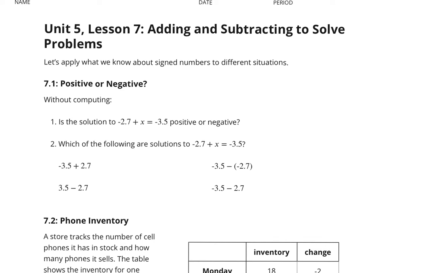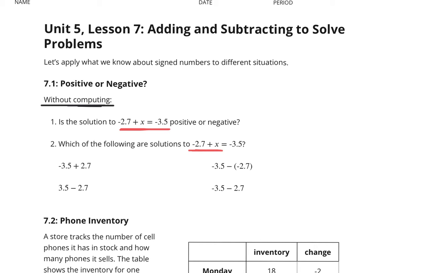All right, guys, we're going to talk about lesson 7 today. This should be the last time, Bravos, that we have to do a remote lesson online. 7.1 asks us, without computing, without doing the math here, is the solution to this positive or negative? How do you know? Try to figure that out. Which of the following are solutions to this?